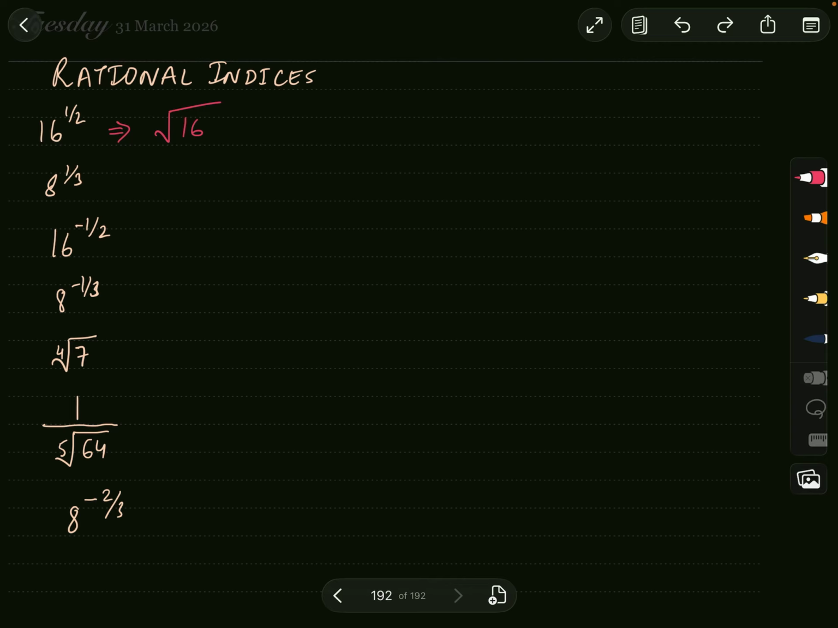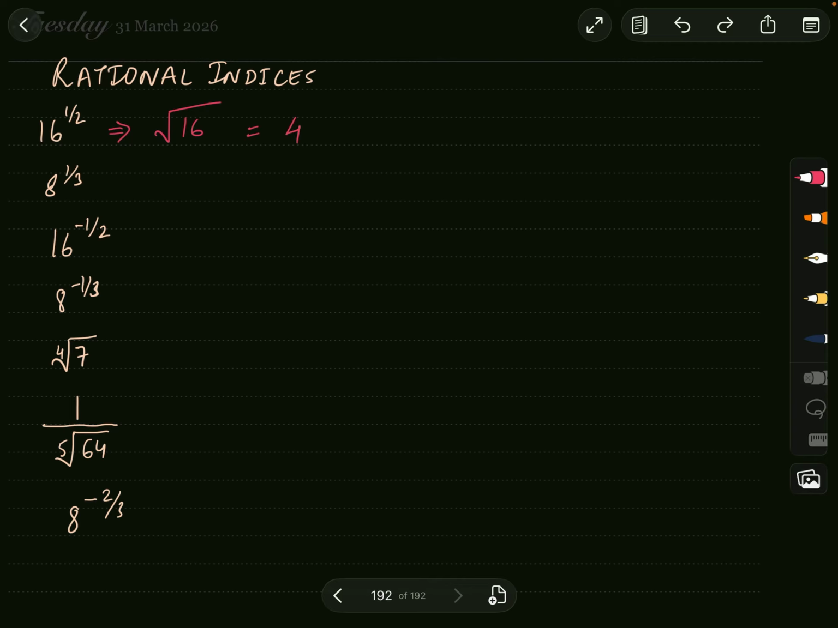Now I will cover this part, surds, in my next session. So I'll explain you there as well. But a brief introduction has to be given in the rational indices also. So please focus. This half power is also known as square root. Square root of 16 is 4.